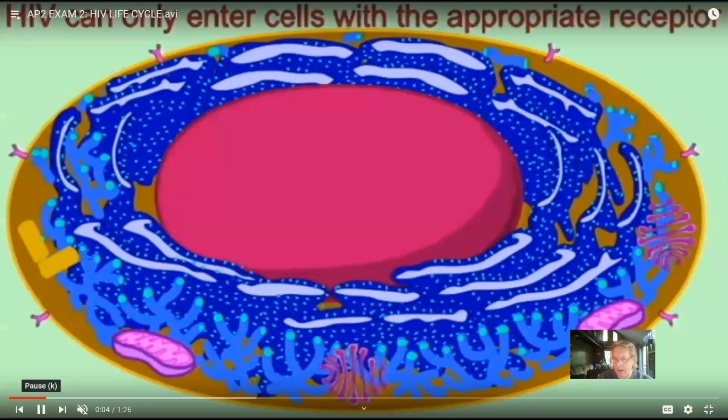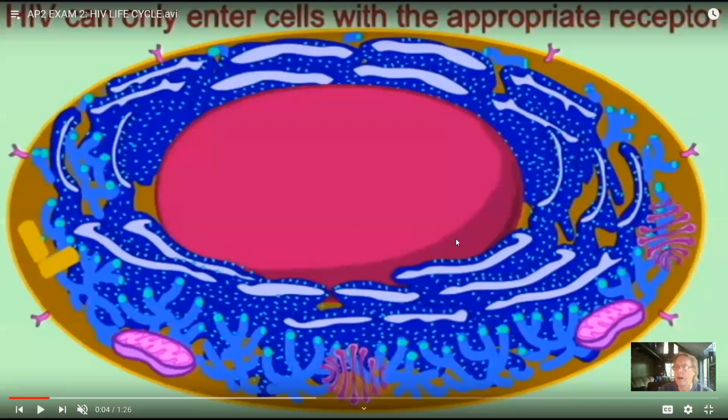Now, I'd like to just go through a couple of other variations. So if we were to consider, say, HIV, HIV is a virus that only infects certain cells. There has to be a specific receptor known as the CD4 receptor.